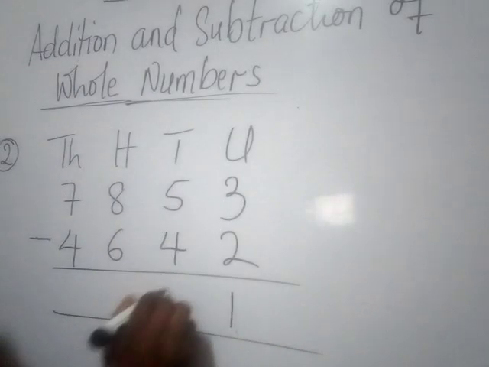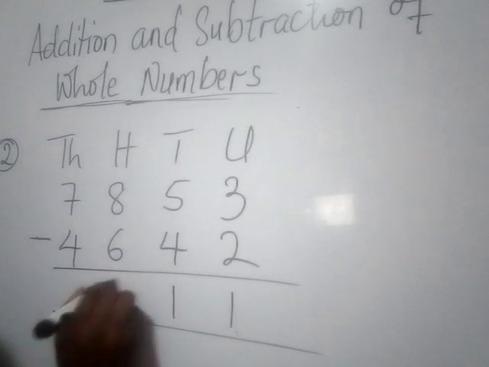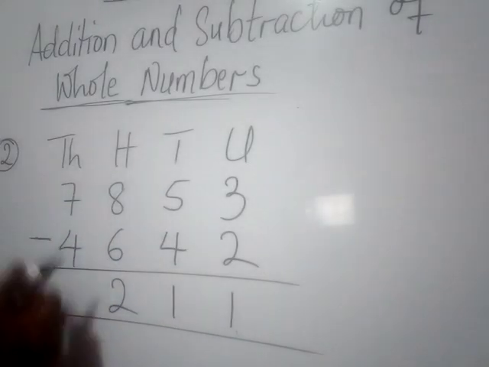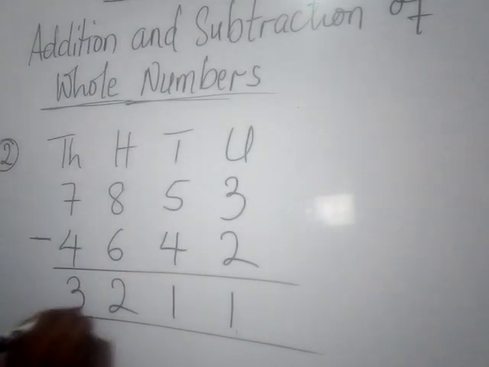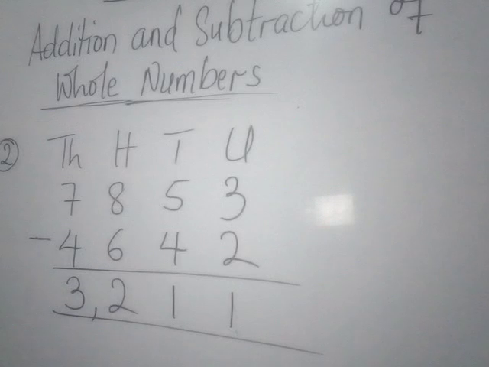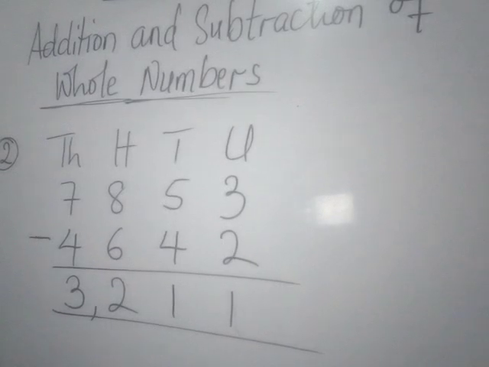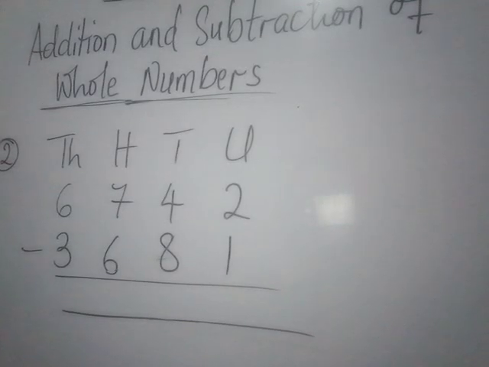5 take away 4, you have 1. 8 take away 6, you have 2. And 7 minus 4, or take away 4, you have 3. This is as straightforward as it gets, right? This is not something to waste time on. So without wasting more time, we'll quickly go on to subtraction of whole numbers with regrouping.